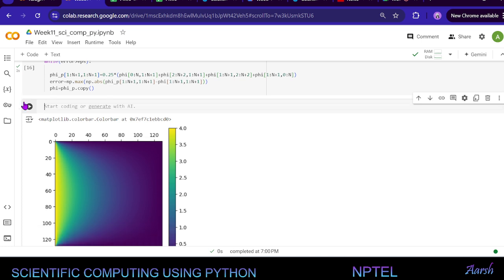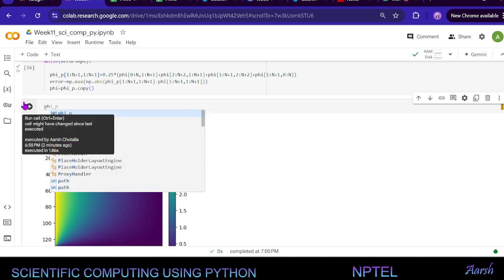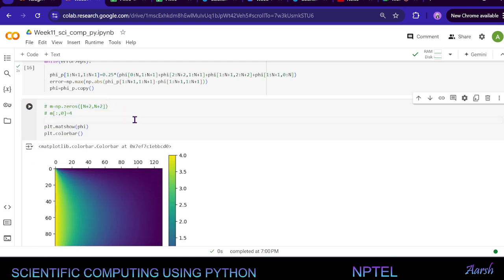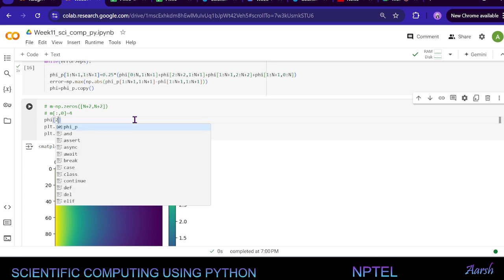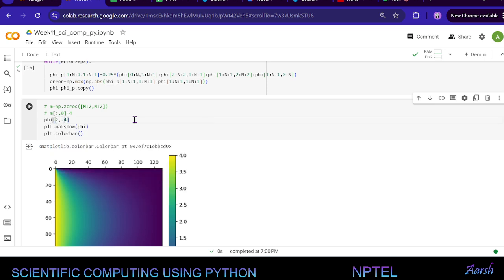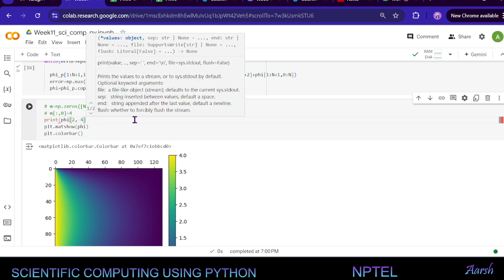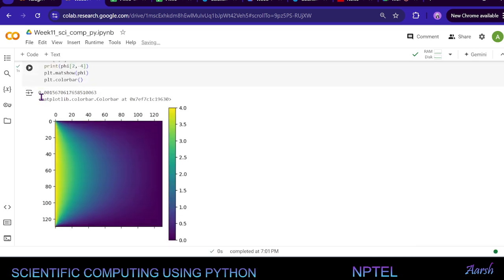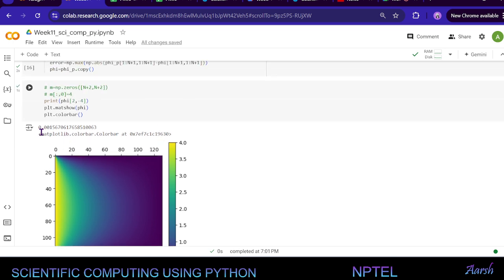So let me just print phi of 2 comma -4. And that is very small, right? As we can imagine, 0.00156, because it's close to this, and we know that here it's very close to 0, almost purple. So this is the answer, 0.001567.